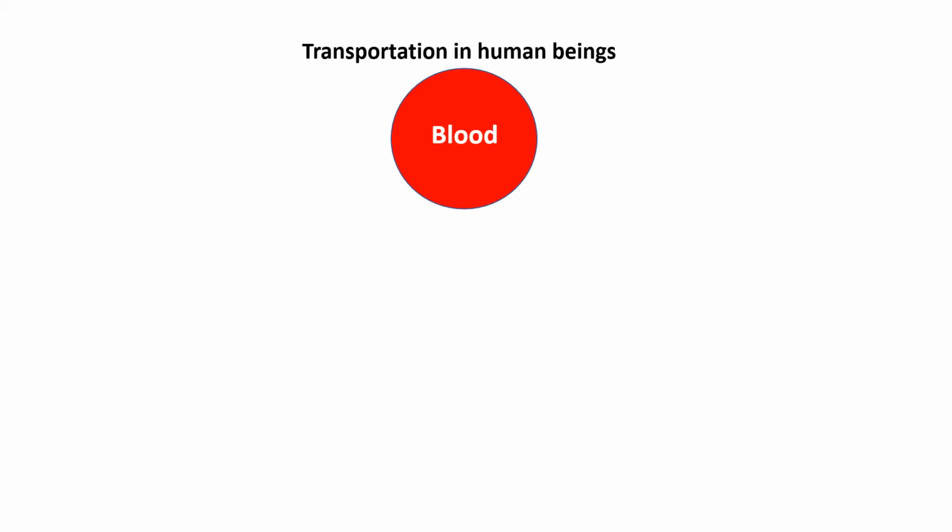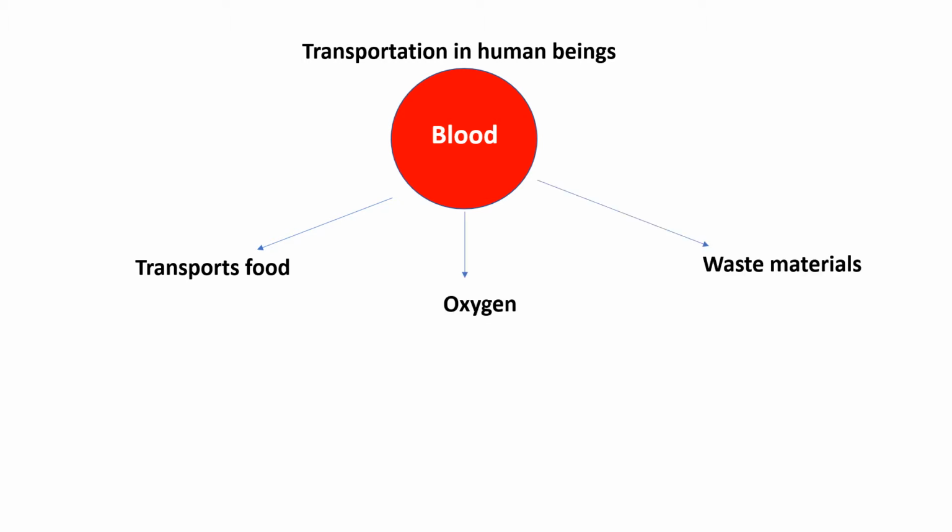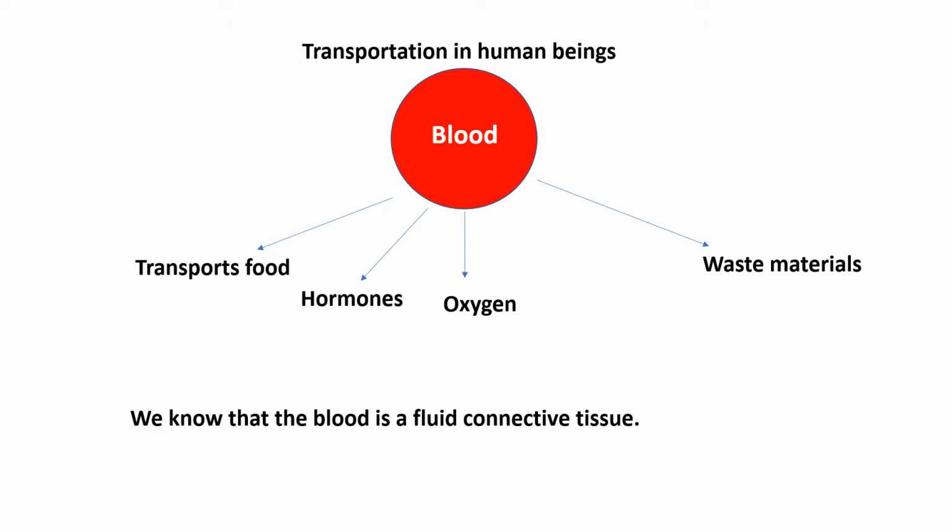Blood. When we think of transportation in human beings, the word that comes to our mind is blood. Blood helps to transport digested food, oxygen with the help of hemoglobin, waste material like carbon dioxide, and hormones like thyroid hormones. Blood is called a fluid connective tissue. This we have learned in grade 9, chapter Tissues.